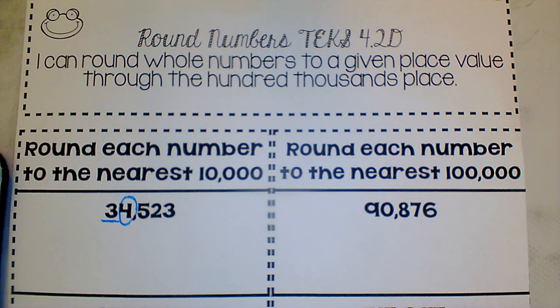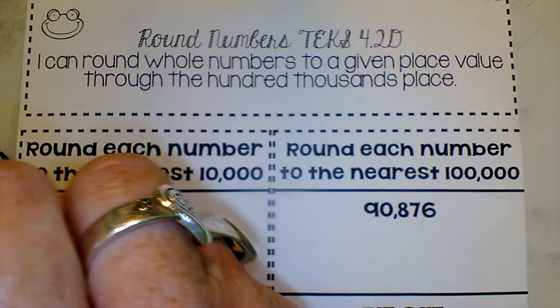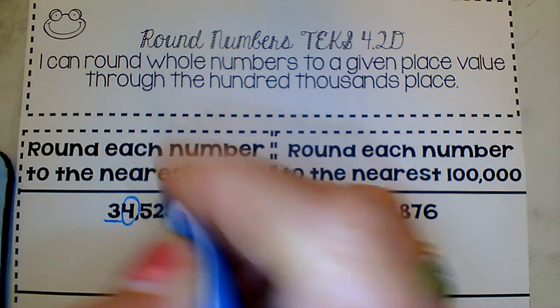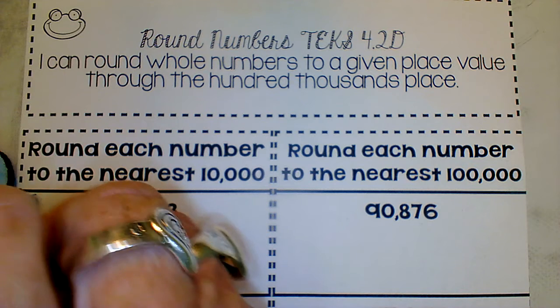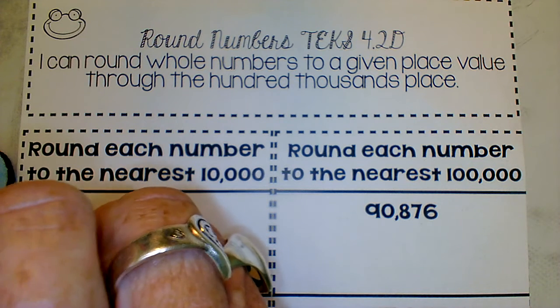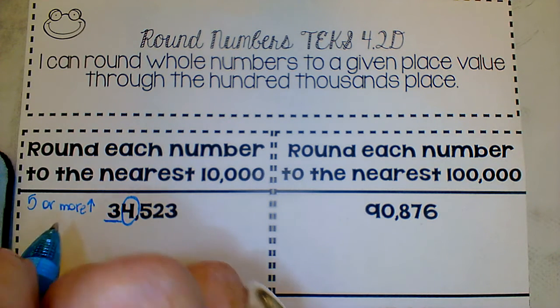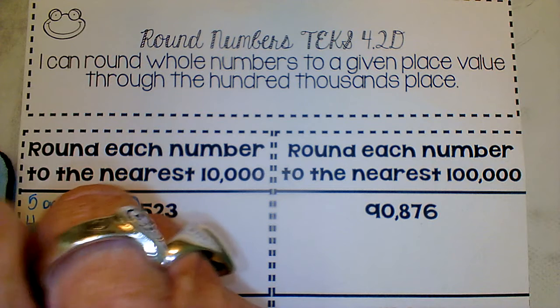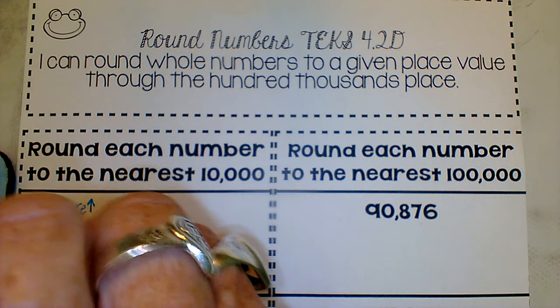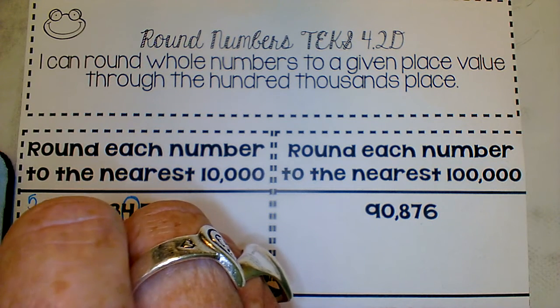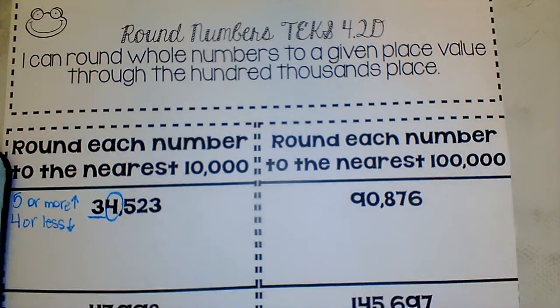When looking at the digit to the right, if it is 5 or more, we are going to raise the score. So 5 or more, we're going to bump it one more, right? 4 or less, we're going to let it rest, okay?